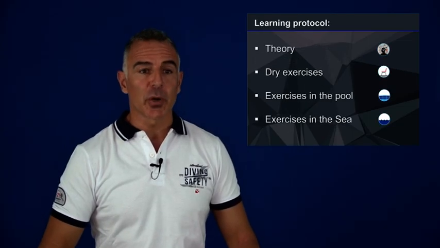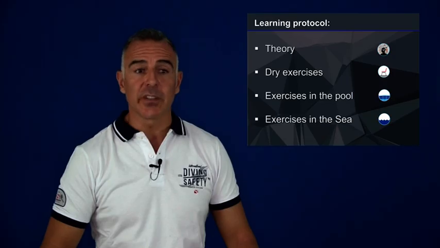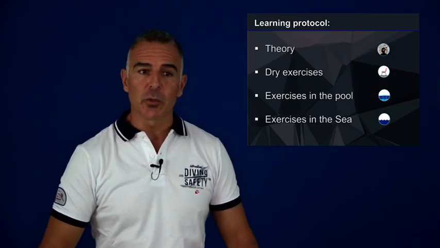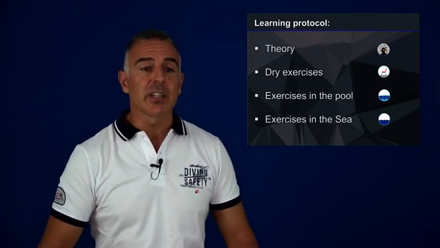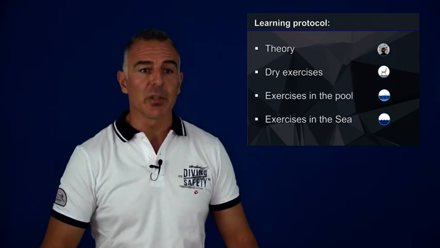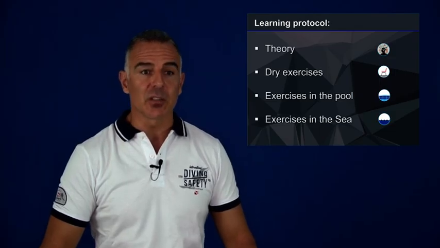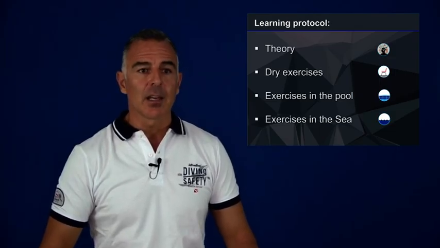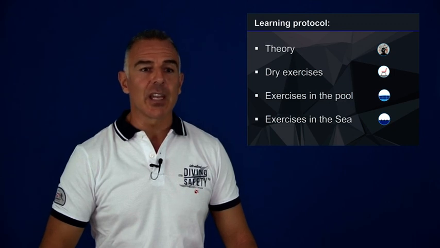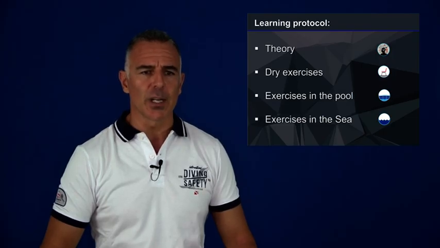We're going to have a learning protocol. First, the theory. The theory, from my point of view, is the most important part. Thanks to the theory, we can understand what happens to our body while descending. There are changes in physiology and physics in our body. After that, we will have the dry exercise. Thanks to the dry exercise, we will develop the awareness of the organs involved in the equalization.